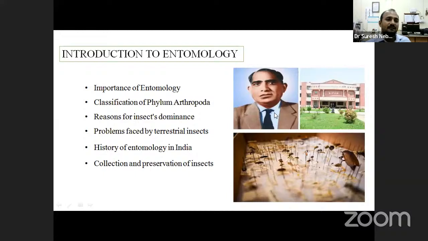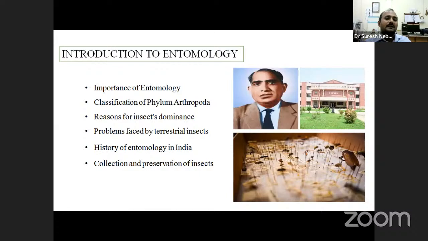Some information is there on our website also. If you see the IARI website in the entomology section, whatever I remember, we have uploaded there. If it is not there, you can contact me anytime. Your sir has my contact number, so we can provide this information also.